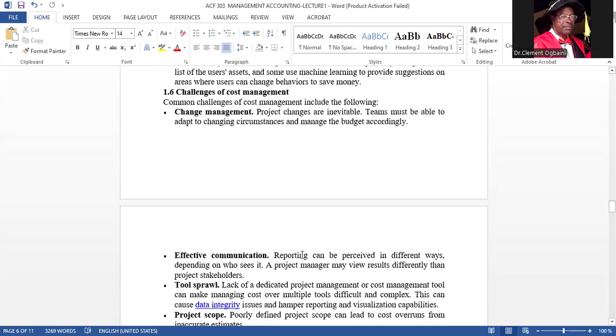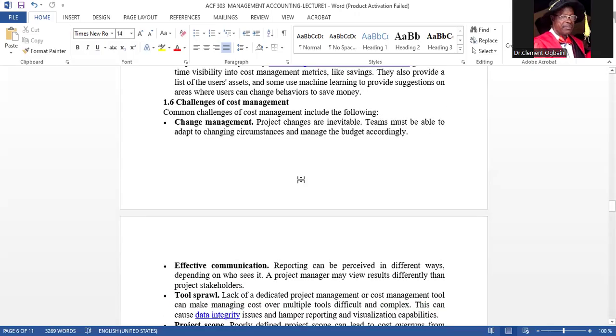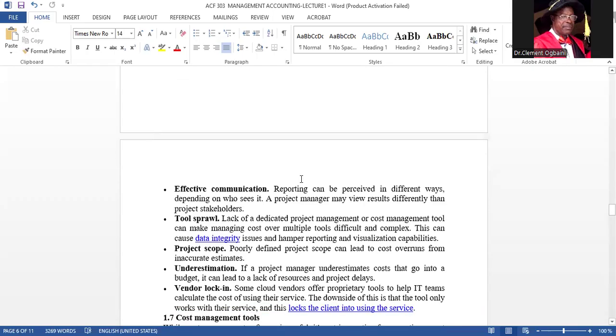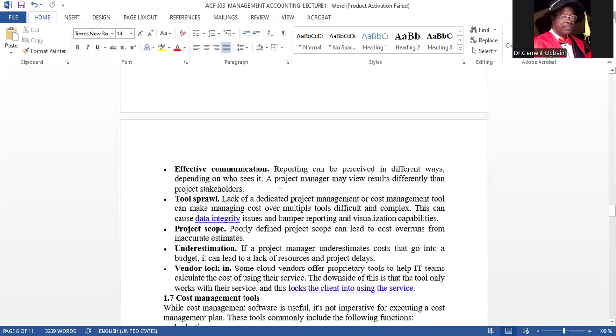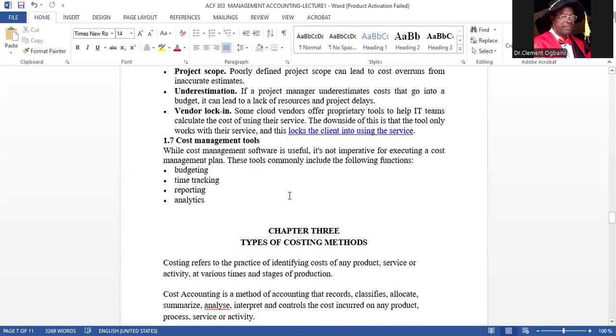But in carrying out cost management, you are bound to face certain challenges. One, people will resist change as you are bringing in new cost standards. Be expecting that some people will resist change, and also there's need for effective communication if you want to engage in effective cost management. And also, you must not underestimate, because at times, because you want to do cost management, you underestimate your expenditures. So at the end of the day, you run into crisis if you underestimate your expenditure.